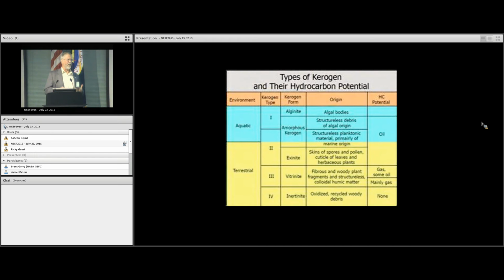And their reaction was, are you crazy? Nobody does that. There's no commercial market for it because we would be shut down the next day by the EPA. This stuff is poison. And people who have had that in their products in the past are now Superfund sites. So basically, this is hydrocarbon potential in kerogens. And so oil, gas, mainly gas, none. This is not encouraging.